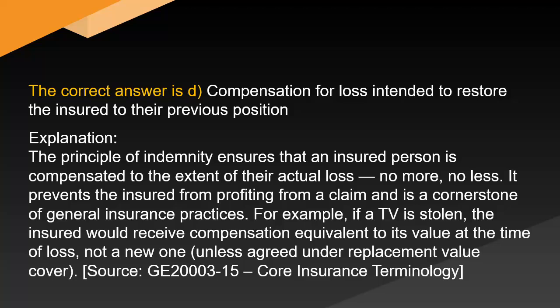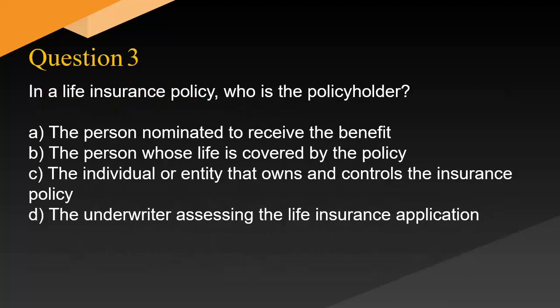G2000315. Core insurance terminology. In a life insurance policy, who is the policyholder? A. The person nominated to receive the benefit. B. The person whose life is covered by the policy. C. The individual or entity that owns and controls the insurance policy. D. The underwriter assessing the life insurance application.